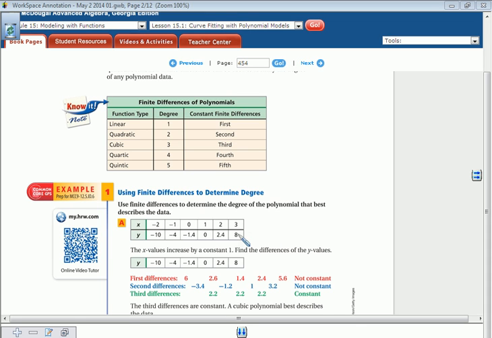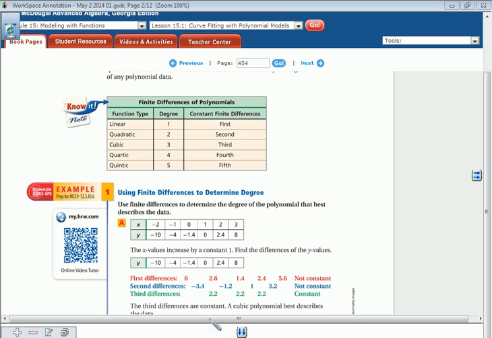And if we look at table A, if we look at the y values, here's the first differences. -4 minus -10, 6. -1.4 minus -4, 2.6. So if we look at all of these, they are not constant in any way. So if we take the second difference, 2.6 minus 6, 1.4 minus 2.6. Here's our second differences. We look at those. Those are not constant. But if we take that third difference, -1.2 minus -3.4, 1 minus 1.2. If we look at that third difference, it is constant.